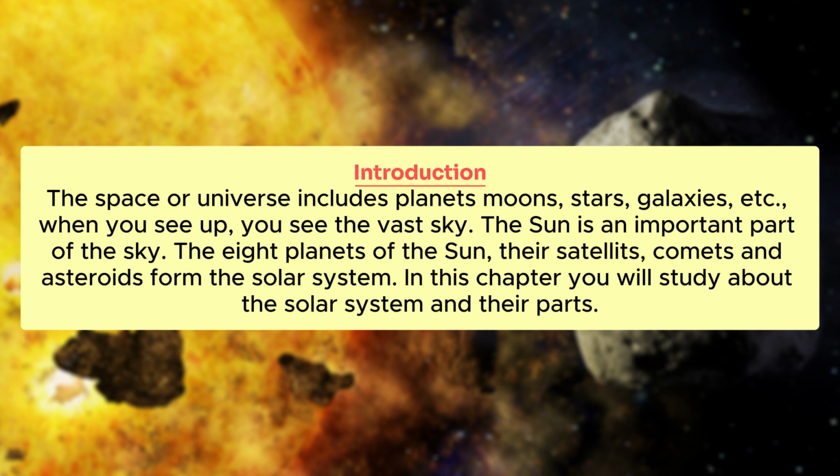When you look up, you see the vast sky. The Sun is an important part of the sky. The 8 planets of the Sun, their satellites, comets and asteroids form the solar system. In this chapter you will study the solar system and its parts.